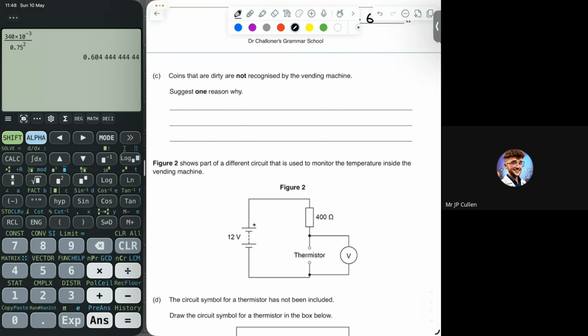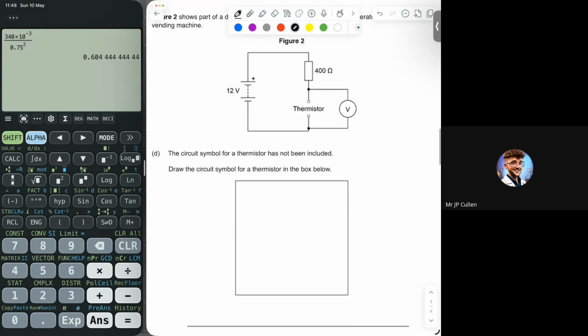So I think we could probably write something like: the dirt changes the expected resistance of the coin. And it's not asking for any explanation, so no need to over-explain on this one. It just says suggest one reason why. And I think that's probably enough to get that mark.